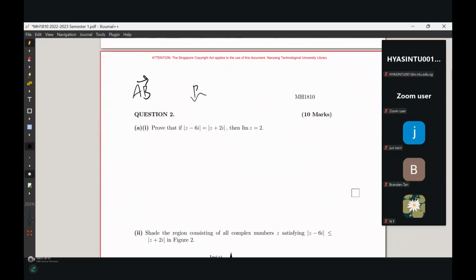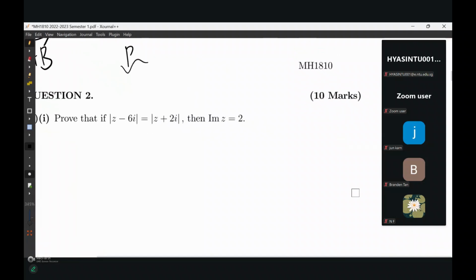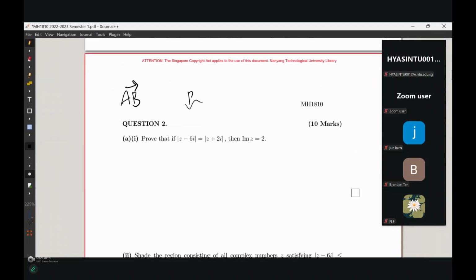Okay, doesn't look like it. So, question 2. Here, we want to prove that if the modulus of z minus 6i is equal to the modulus of z plus 2i, then the imaginary part of z is equal to 2. Recall that z is a complex number, so z equals x plus yi.